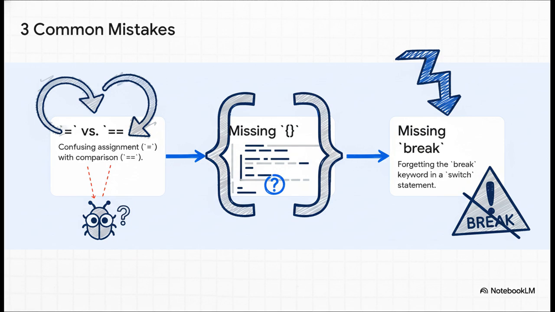Next, forgetting your curly braces. Here's the rule. If your if or else block has more than one line of code, you must wrap it in braces. And finally, the one we just talked about, the missing break in a switch statement, which causes that wild, unpredictable fall through. Keep an eye out for these three, and your code will thank you for it.